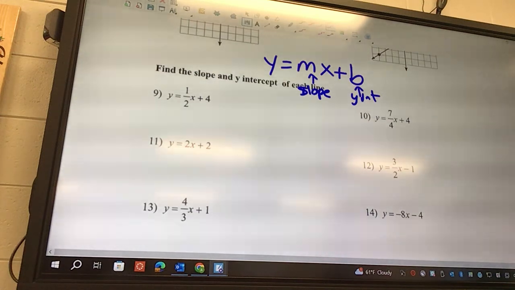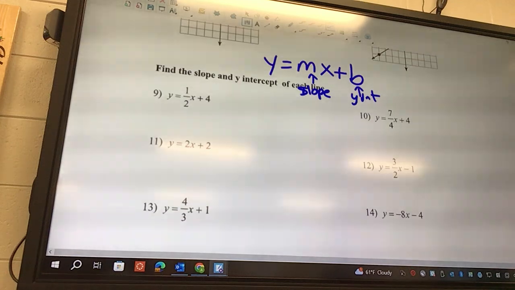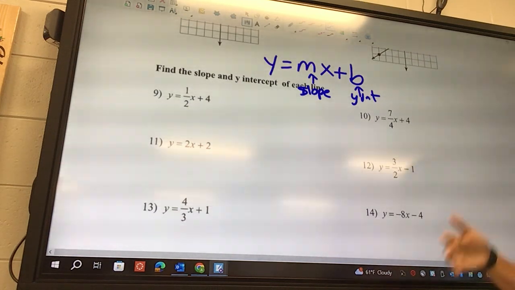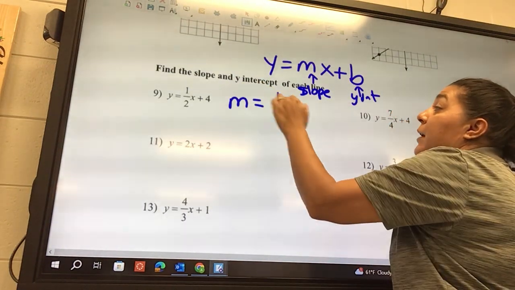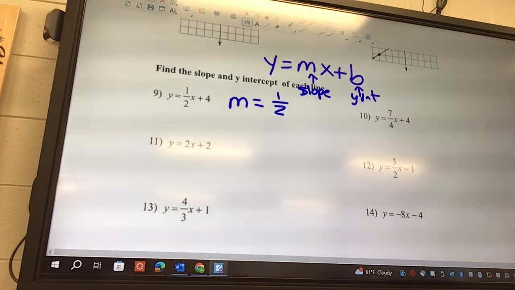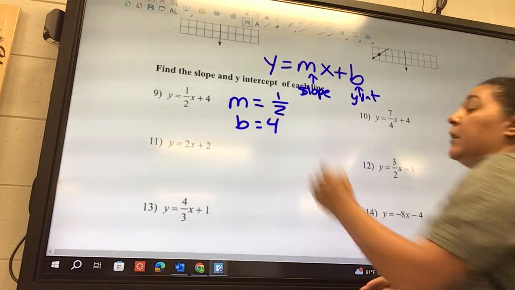So if we look at number 9, what's next to the x? Slope. But what number is it? 1/2. 1/2, which is the slope. Okay, so my m, or my slope, is going to be 1/2. What's my y-intercept? 4. So b equals 4. That's all we're doing on this one.